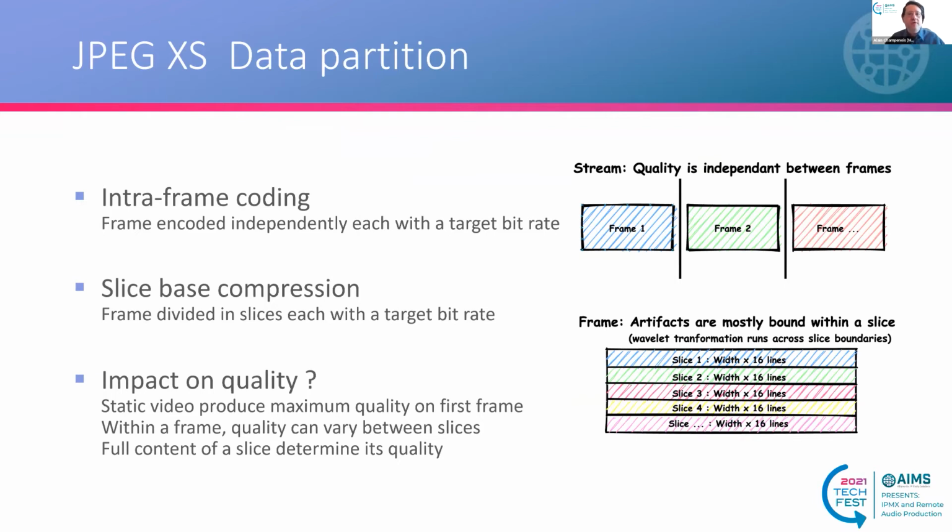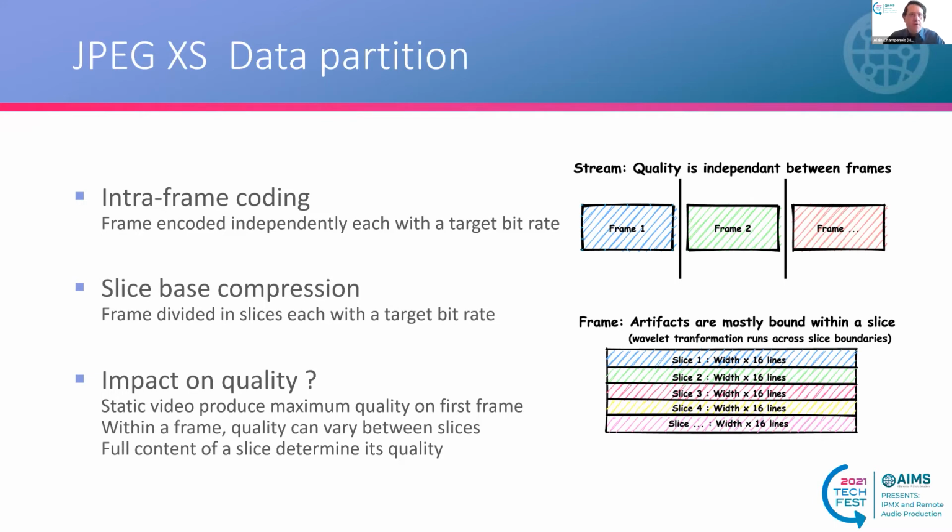JPEG-xs further partitions each frame into slices, which in the IPMX standard are going to be the width of the image by 16 lines. An important point to note is that each slice has its own target bitrate, derived from the frame target bitrate. Having each slice with a similar bitrate is needed to guarantee a fixed low latency.